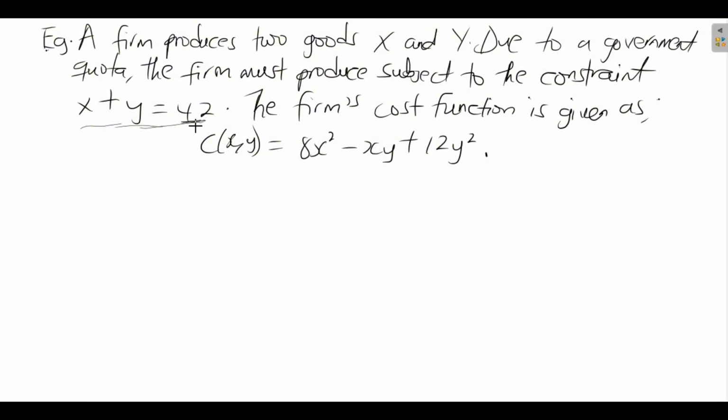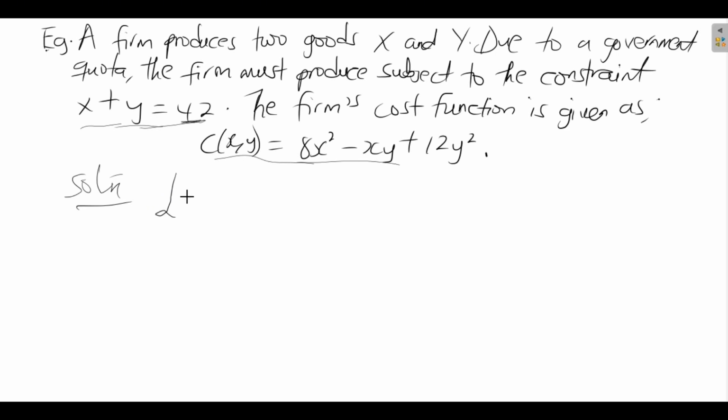So there is a constraint here, and we are given the cost function. This is the firm's cost function, and this is its constraint, or the budget constraint. What we are going to do is find x and y, right? Now we first have to construct the Lagrangian equation.